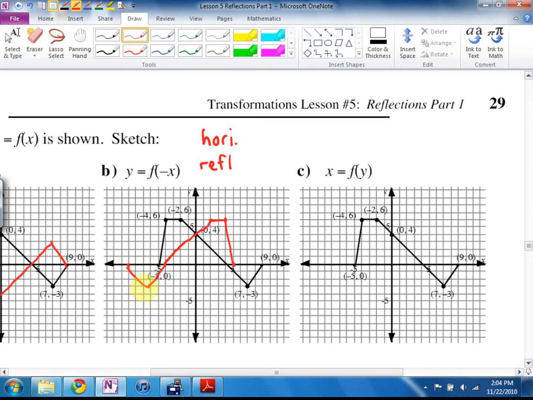What's the next one? Inverse. Switch the x and y around. Okay, careful. This is where I see kids make the most sloppy mistakes, by the way, is on inverse. So you ready? Try it on your own.